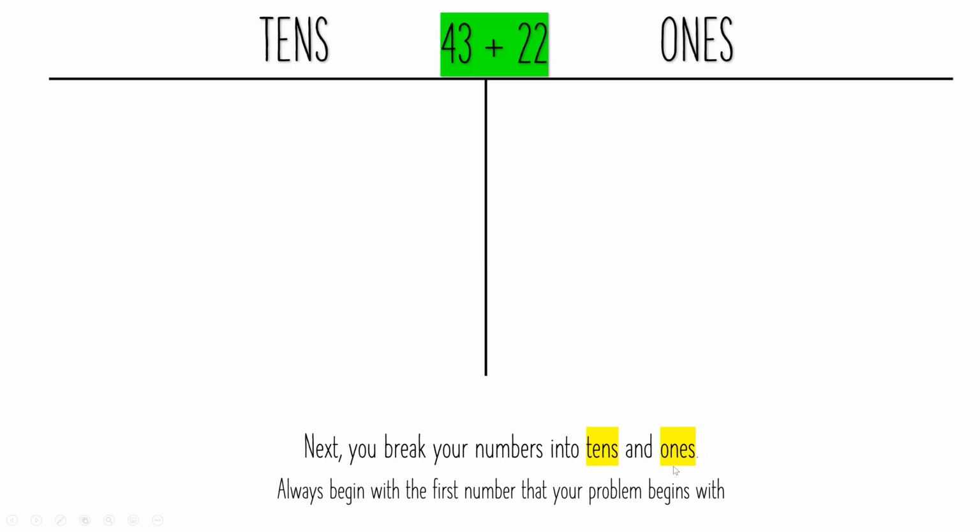Awesome. So for today, the next thing we're going to do is break our numbers into tens and ones. And when we have a math problem like 43 plus 22, we always want to begin with the first number in our problem. So first we're going to break apart 43. We have 3 ones and 4 tens. Now we're going to break apart 22. 2 ones and 2 tens. So this is how we set up our problem when we're adding with our place value mat.